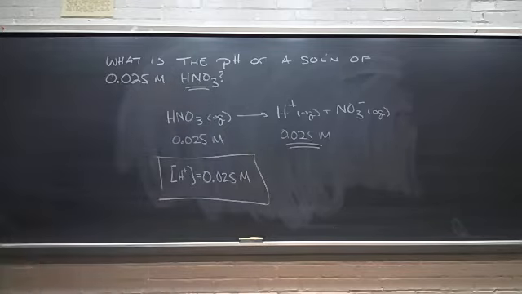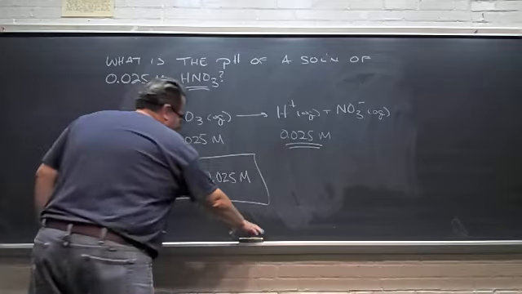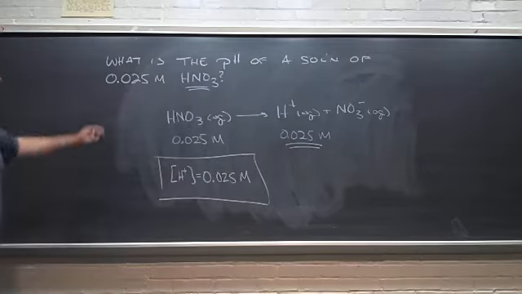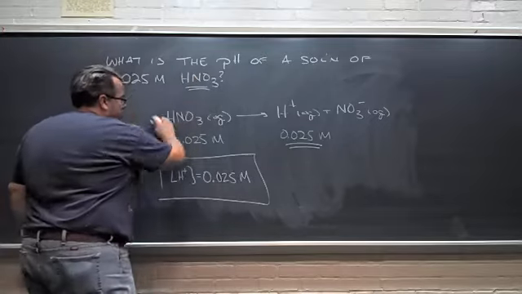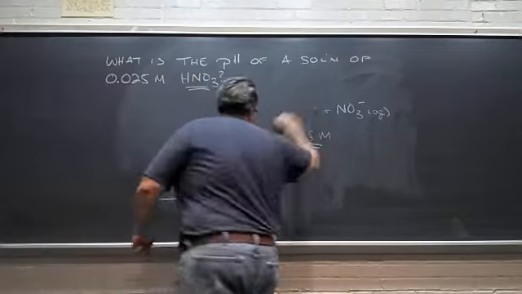Okay. So we know that just because nitric acid is a strong acid. All right. Now the question didn't ask about the concentration of H plus; it asked about the pH. So we need to calculate the pH.